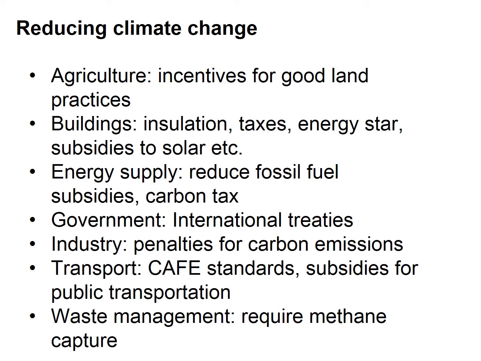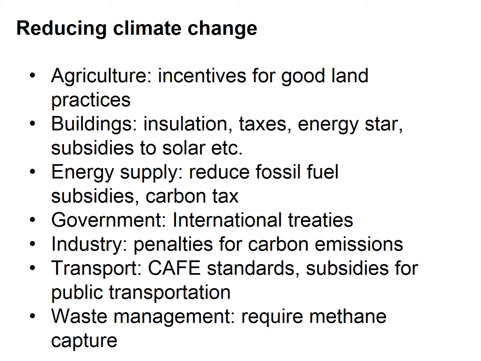All right. So here are some specifics, particularly for the mitigation part. So how do we reduce climate change? So agriculture, good land practices. So the soil actually stores a lot of carbon in root systems, in biological biomass that gets saved in the soil. Good agriculture practices help increase that.